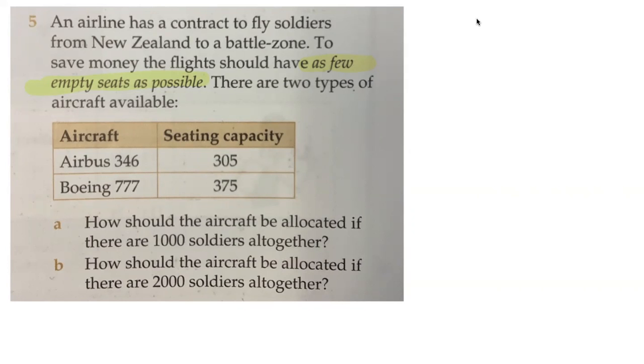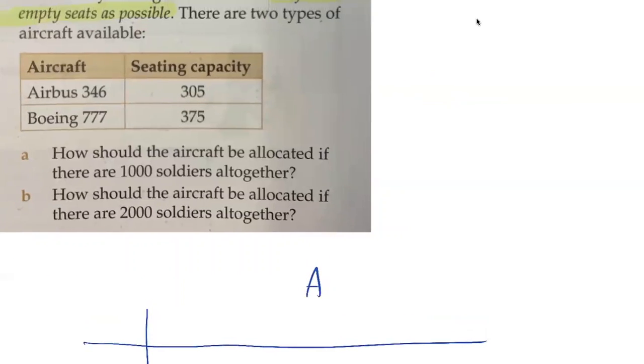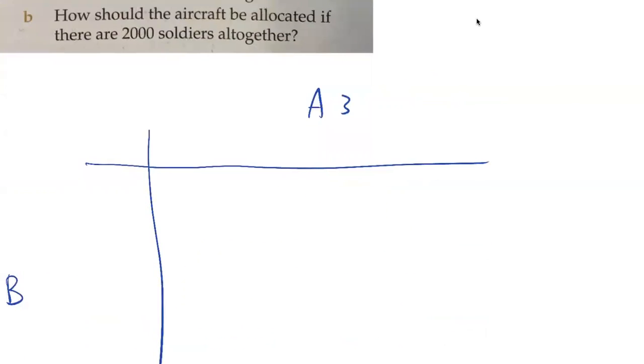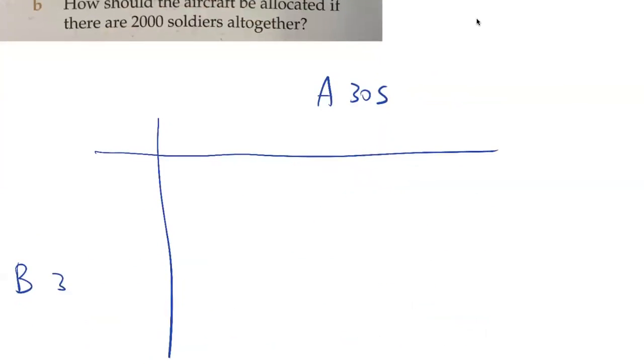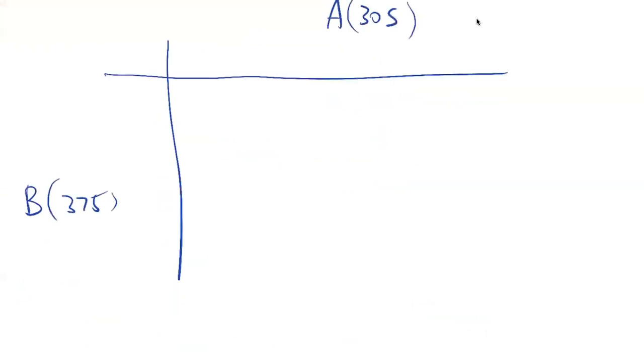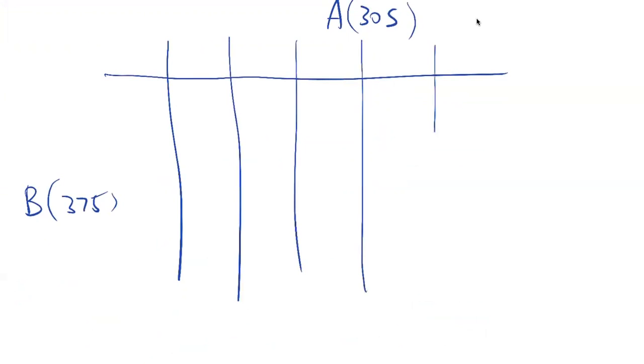So we've got 305 and 375, and I'll set up a table over here where we've got the 2 different types of aircraft. So I'm going to do aircraft A over here, aircraft B over there. Aircraft A, which is the Airbus, we'll just note that down. It's got 305, and the other one has 375, and that's sort of useful. And then we'll just create some columns, so we'll go down in this way.